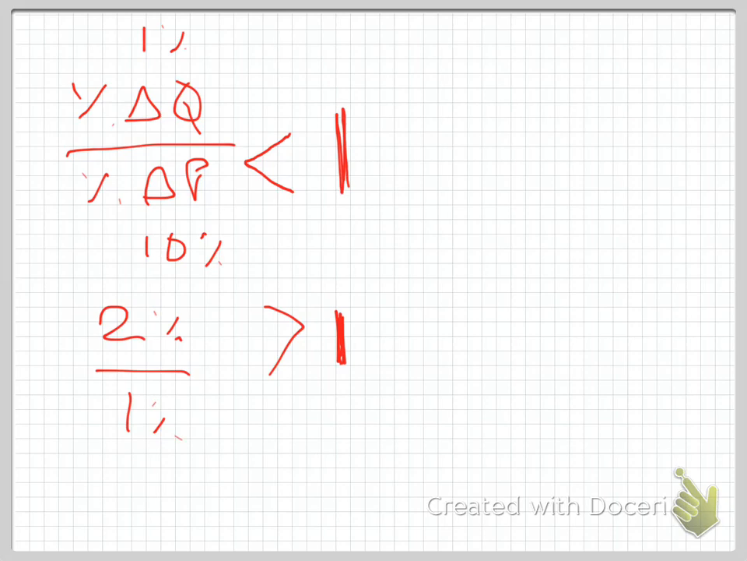So the change in quantity is always the numerator. So that would be the price changes by 1%, and the change in the quantity is double. So that would be something we call elastic or greater than 1.